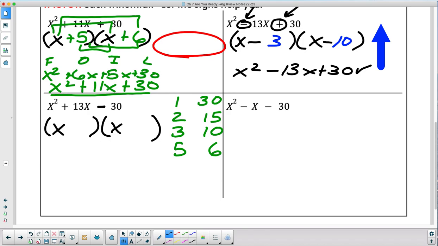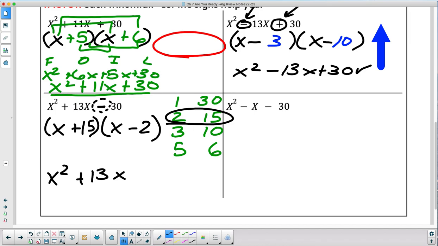Why do I know one is positive and one is negative? Because of this sign. So I'm looking at 2 and 15, and 15 is positive and the 2 is negative. Now I've got that factored, and again, I can check it. x times x is x squared. 15x minus 2x is plus 13x. And then 15 times negative 2 gives me negative 30. That's what I started with, so I've checked my work.